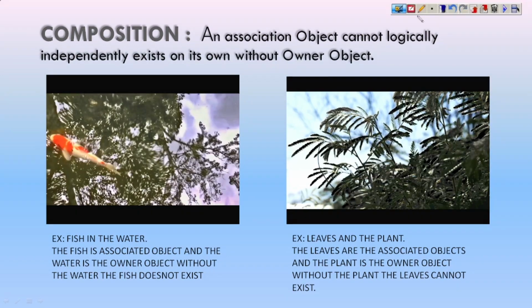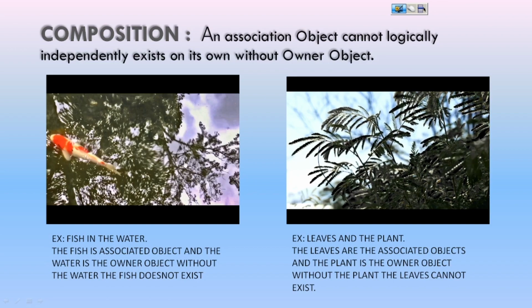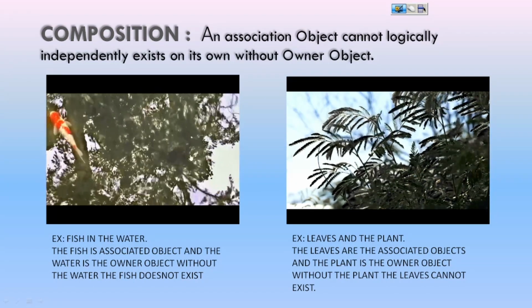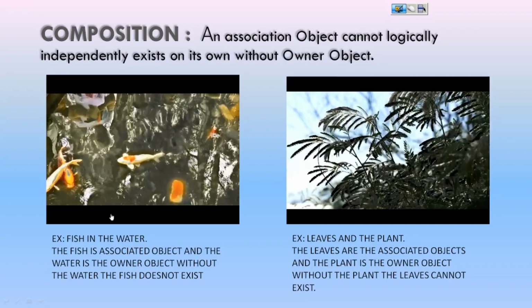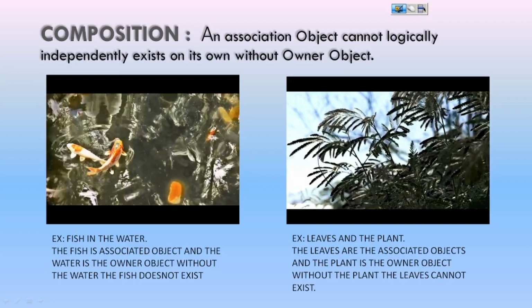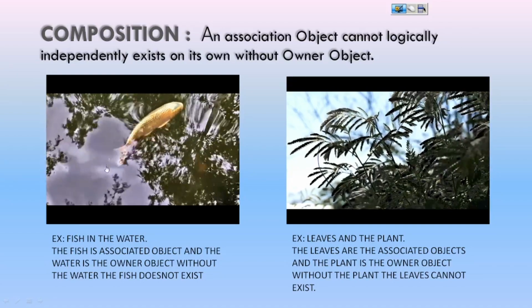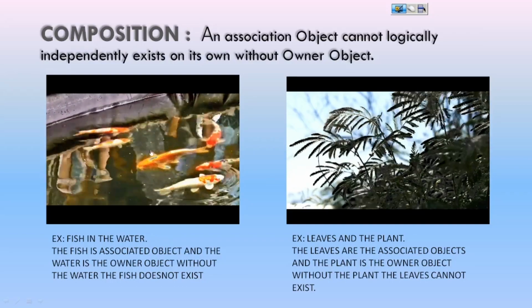First, we are going to see the composition here. What is composition? Composition is a special form of association wherein an association object cannot independently or logically exist on its own without the owner object. If the owner object is destroyed, then the associated object that is there, that also gets destroyed with it. Now, for example, if you see the first video over here, the fishes are in the water. So this is one example for your composition, that if the water gets destroyed, then the fish also get destroyed. That is, the fish is an associated object and the water is the owner object. Without the water, the fish doesn't exist.